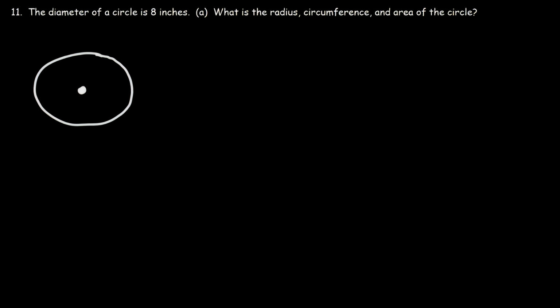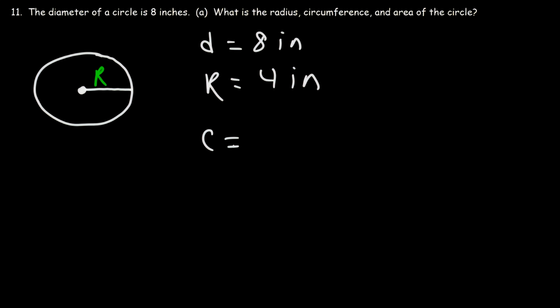The radius is basically half of the diameter. The radius is the distance between the center of the circle and any point on the circle. So since the diameter is 8 inches, the radius is going to be half of that. It's going to be 4 inches. Now, once we have the radius, we can easily calculate the circumference of the circle and the area of the circle. The circumference is 2 pi r. So that's going to be 2 pi times 4, which is 8 pi. So that's the exact answer, 8 pi inches.